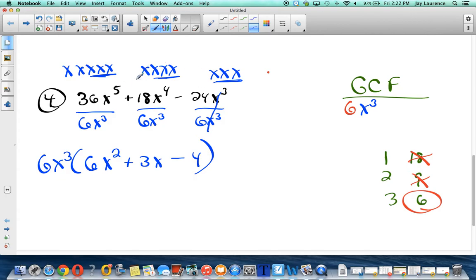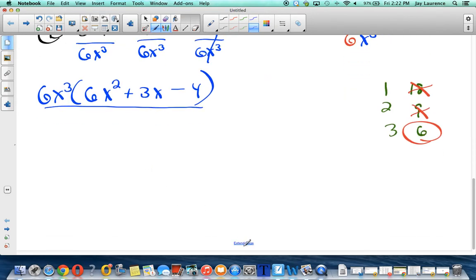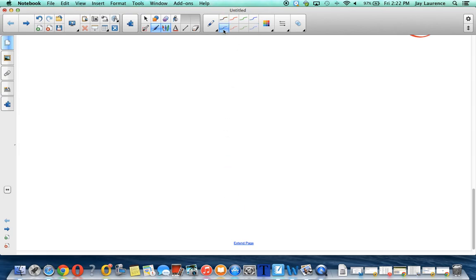Initially, I had a 5th degree trinomial, and now I have a quadratic trinomial, right? There we go. All right, one more. Let's do one more strange example. Let's do one like this.